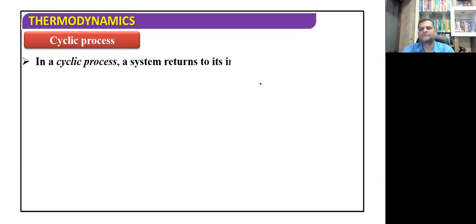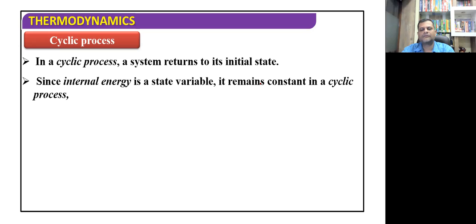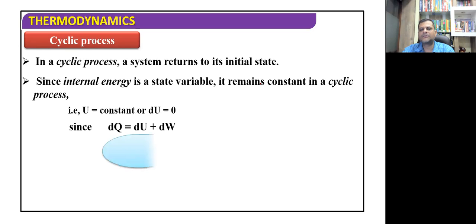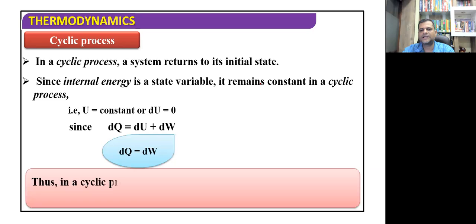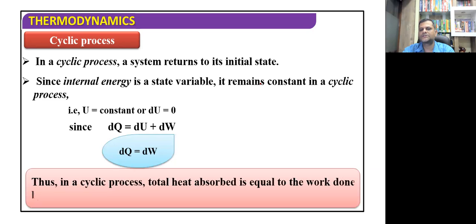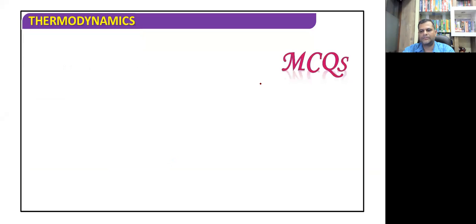And cyclic process, which is the last one, when the system returns to the initial state back, then it is called as the cyclic process. In case of cyclic process, dU becomes 0, and since dU is 0, we can say that dQ is going to be same as dW.